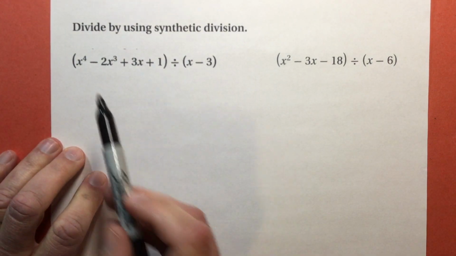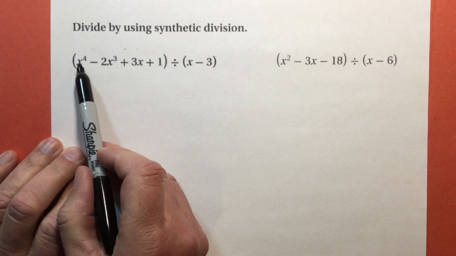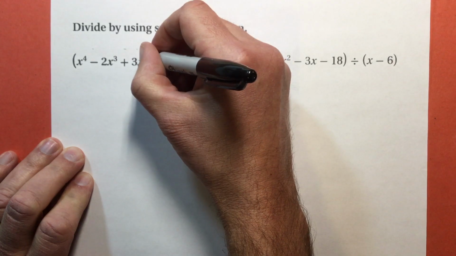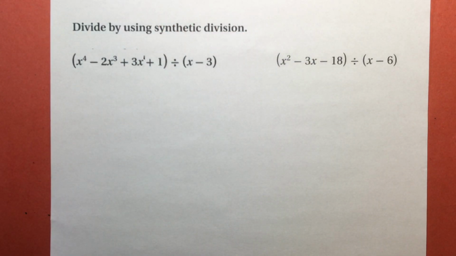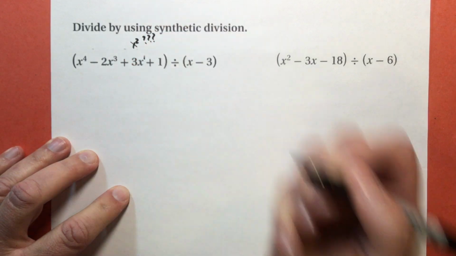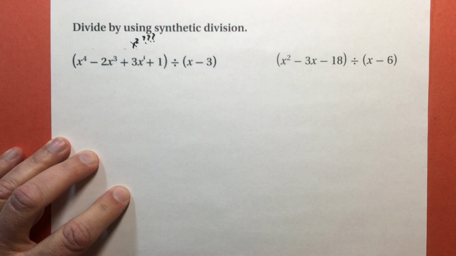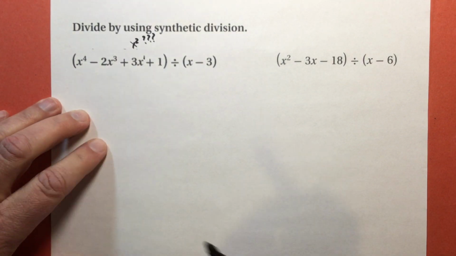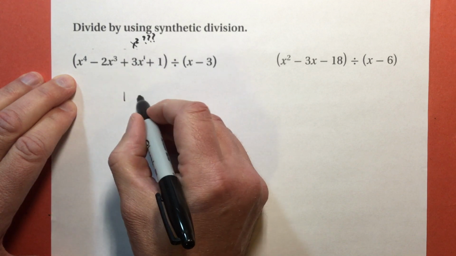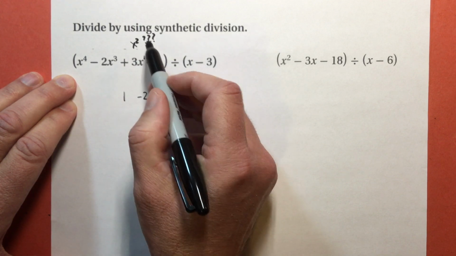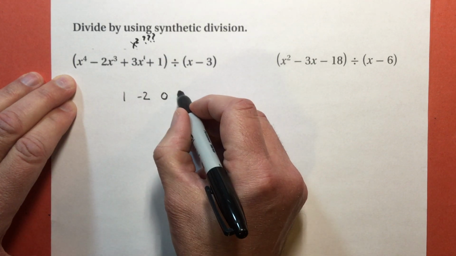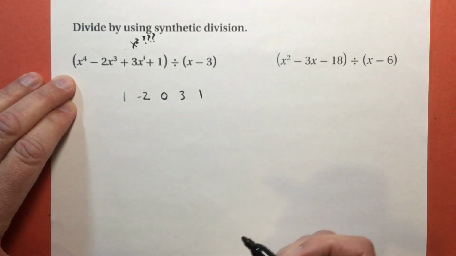Okay, let's look at this problem. I have x to the 4th power, 2x to the 3rd power, 3x, and this is 3x to the 1st power. So what am I missing? What about x to the 2nd power? I have to include the missing terms. So what are my coefficients? My coefficients are 1, negative 2, 0, because I've got 0x squared, 3, and then of course my constant 1.